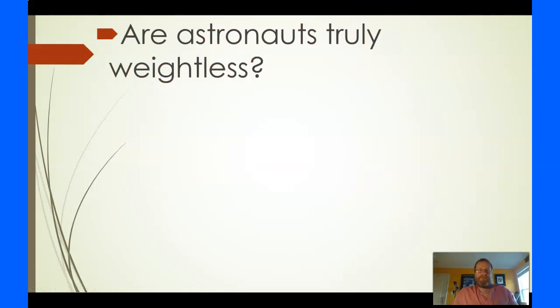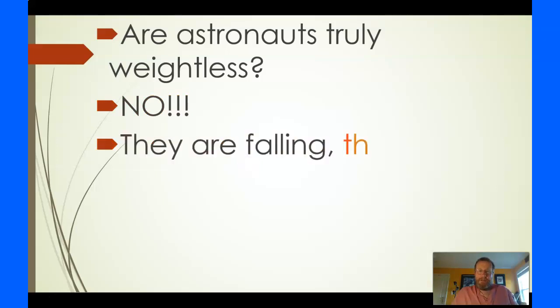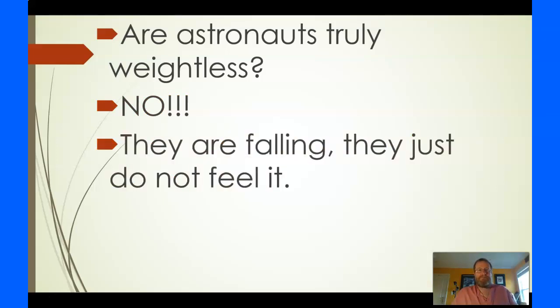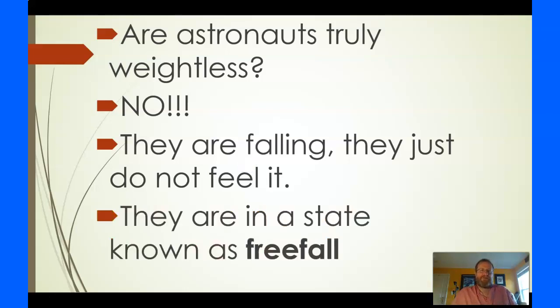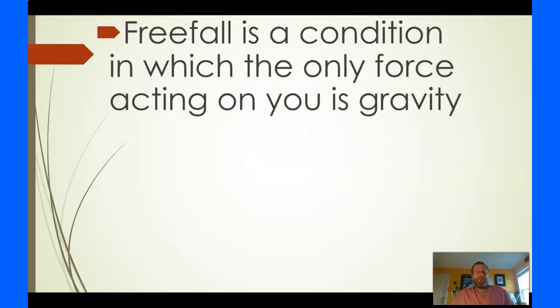The answer to this question is no. They're falling. They just don't feel it. I'll explain how they're falling in a minute. They're in a state known as free fall. So that's the next thing on your notes. Let's define free fall. Free fall is defined as a condition in which the only force acting on you is gravity. Pause, write it down, come back.